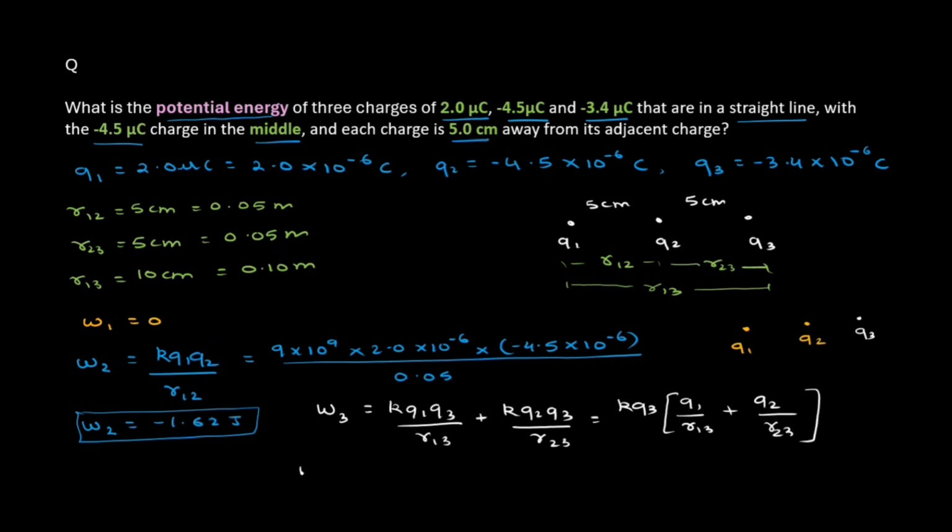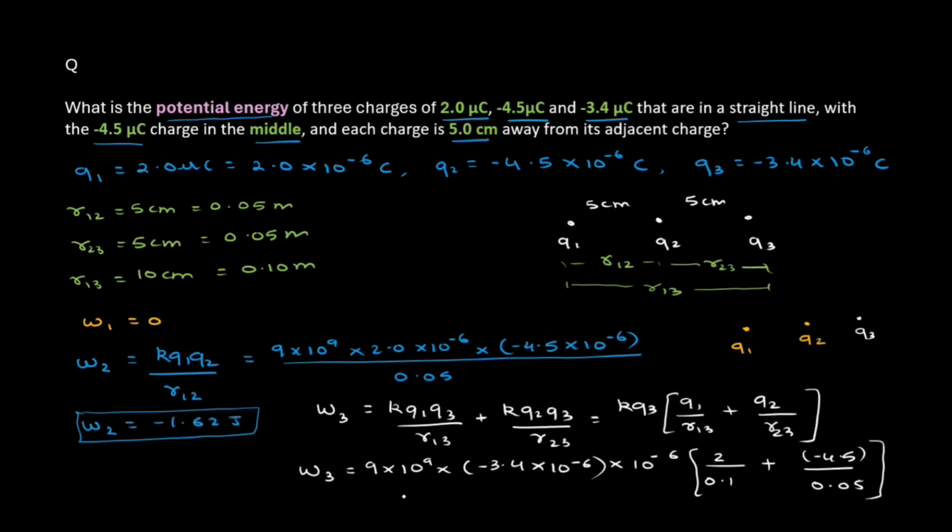Now substitute. W3 will be equal to 9 times 10 to the power 9, Q3 is negative 3.4 microcoulomb. Both Q1 and Q2 are measured in microcoulomb, so we can take their power common outside. Q1 is 2, and the distance between 1 and 3 is 0.1. Q2 is negative 4.5, and distance between 2 and 3 is 0.05. And when you solve this, you get work done to bring charge 3 to be equal to 2.14 joule.